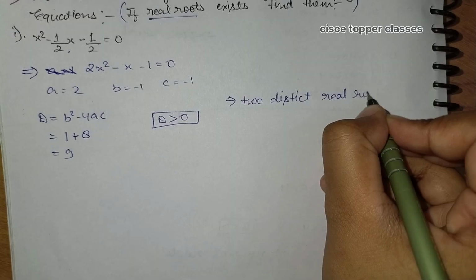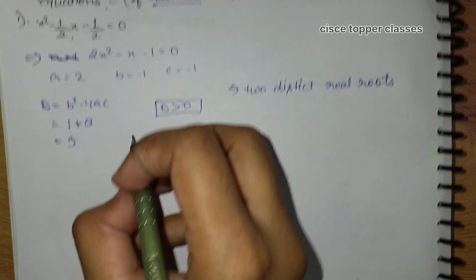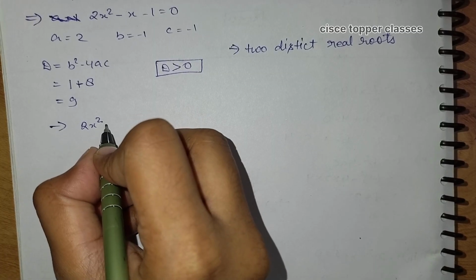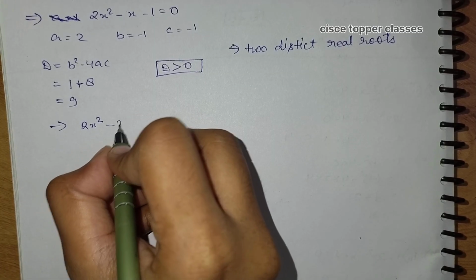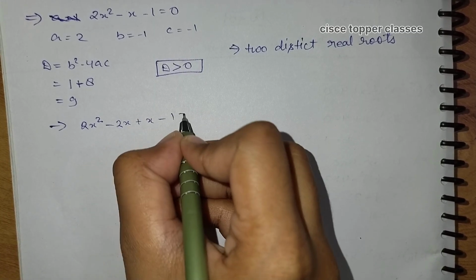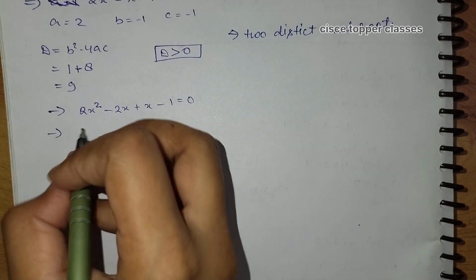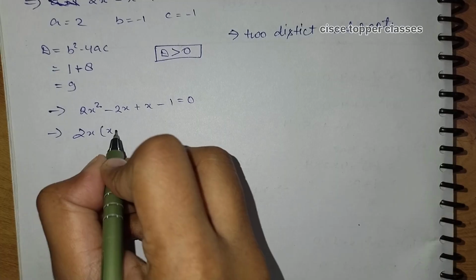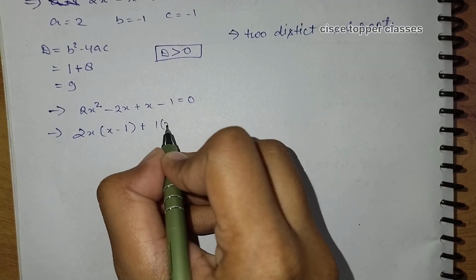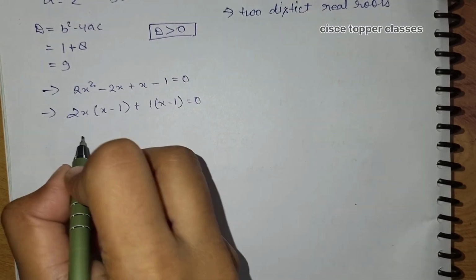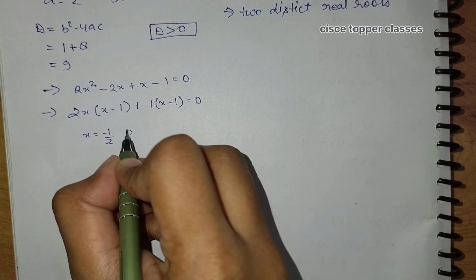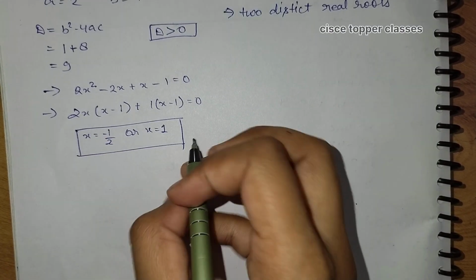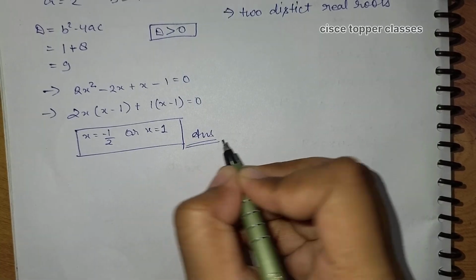And we know if real roots exist, we have to find them also in that question. So from that, 2x² we can write as −2x + x − 1 = 0. By factor form, we are finding the value of x here. If we take 2x common, it will become x − 1, and taking 1 common, again x − 1 = 0. So x will be −1/2, or x is equal to 1 from that. Hence, this is the solution of question number 3, first part.